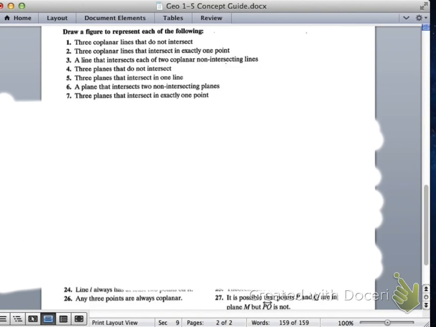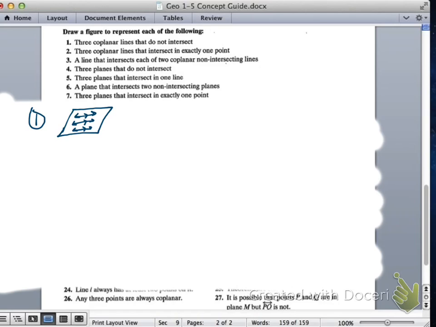Okay, 3 coplanar lines that do not intersect. That's all you have to do to draw them. They have to be parallel if they're not intersecting, and they're in the same plane. There's a diagram of that. If you had something different, I'd love to see it.